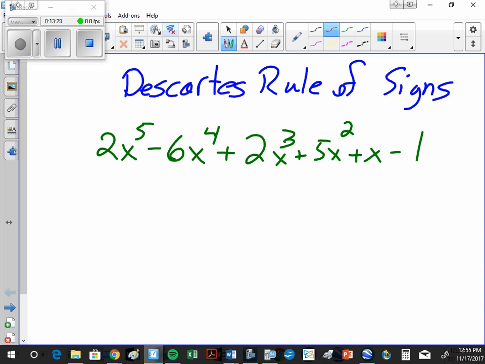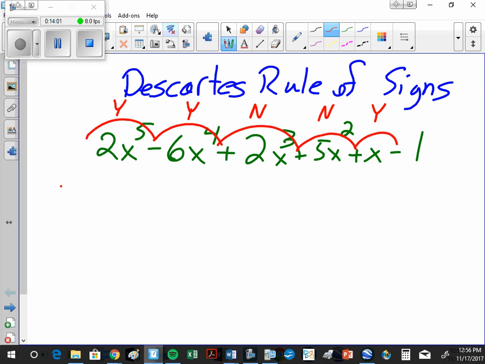So our first sign is positive. Did the sign change from here to here? Yes. Did the sign change from here to here? Yes. Did it change from here to here? No. From here to here? No. From here to here? Yes. Okay? And you count up the yeses, and we have 3.